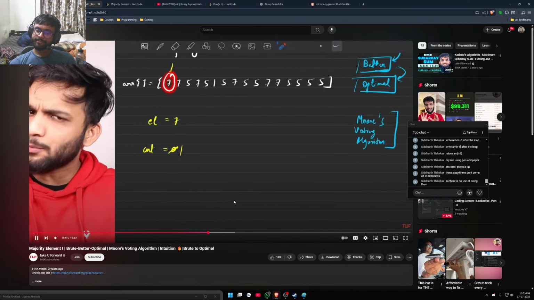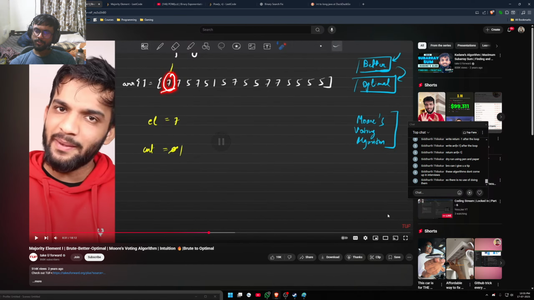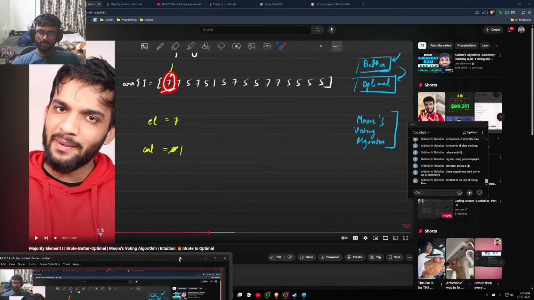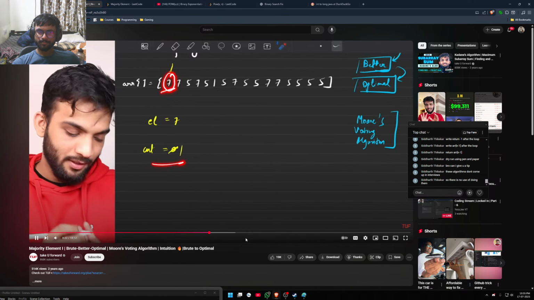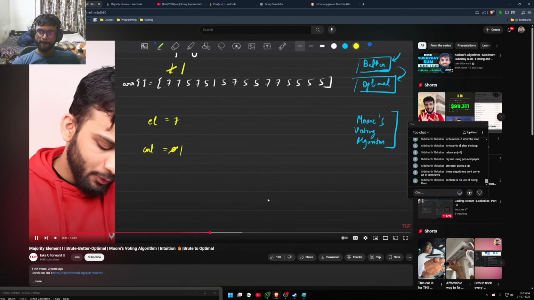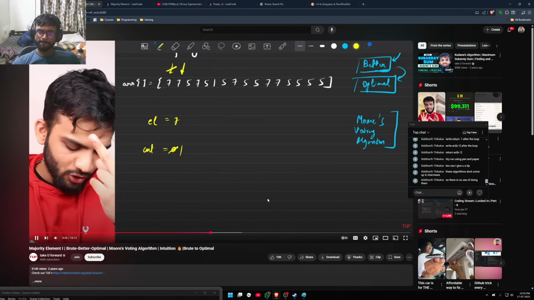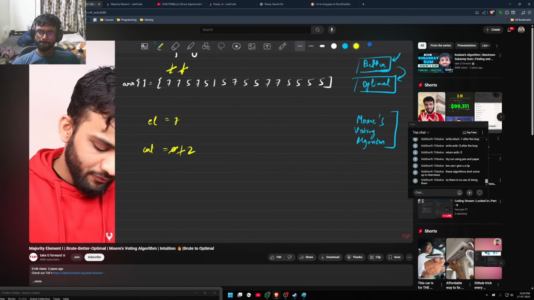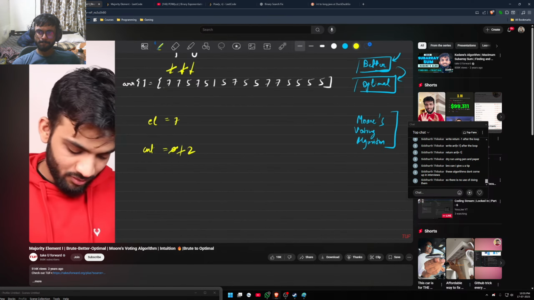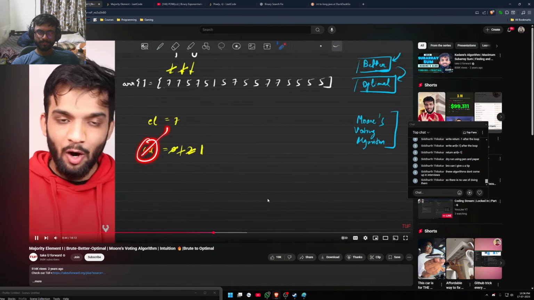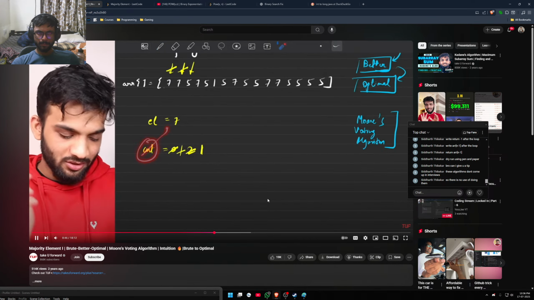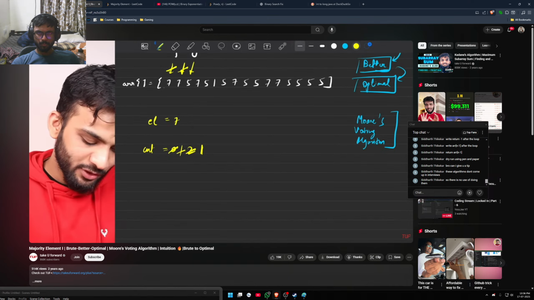I'm just taking a hypothetical assumption that 7 is my answer and the count is 1. Now let's start moving. We again move to 7. Now this occurs twice. Then 5. No, it is not 7, so you reduce the count. Remember, it's not storing how many times 7 appears. It has some other significance, which I'll explain.